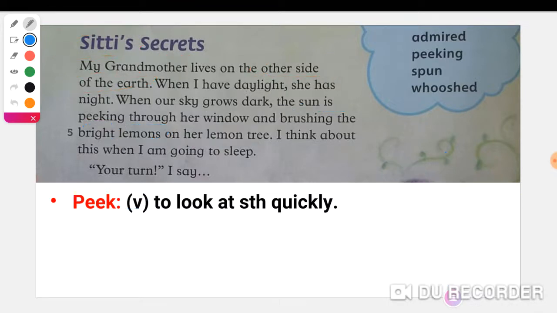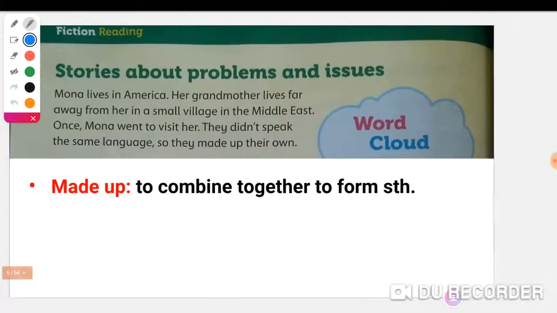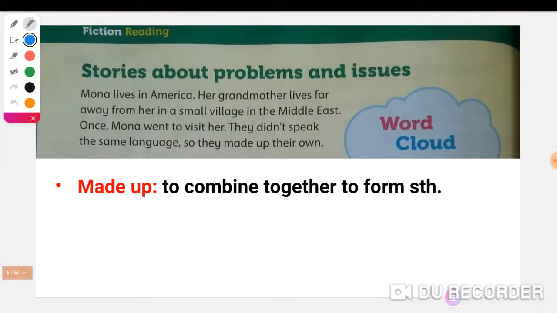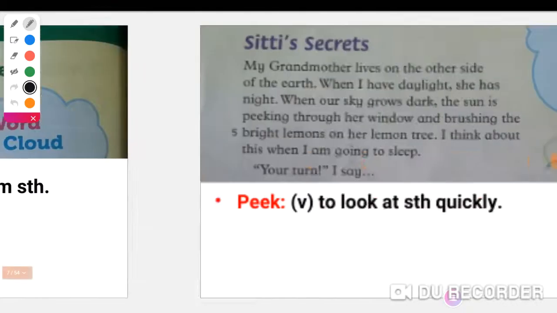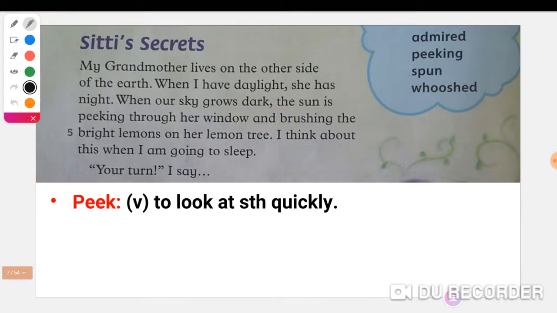As I told you before, prepare your copybook and copy these new vocabularies. The first one is made up. Don't copy the definition. I will upload the vocabulary sheet on the LMS, okay? Just focus on the word itself and try to make a quiz for you, okay? Spelling quiz. And the second one is peek, okay? So let's move to the next part.